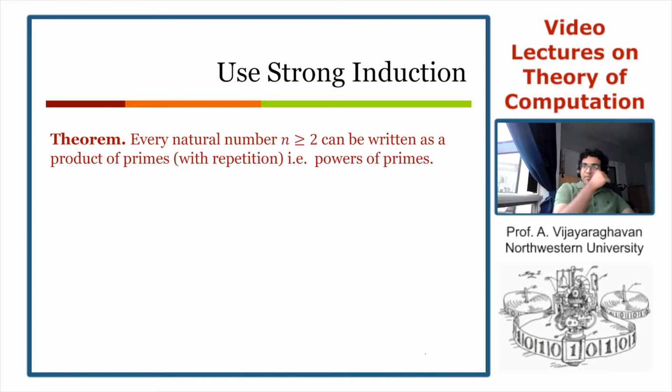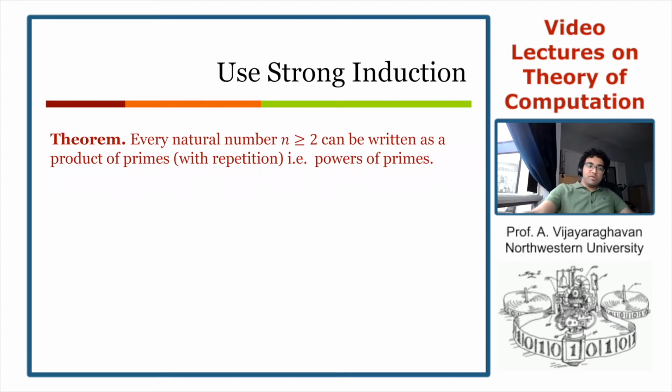Okay, so let's see an example. We want to show that every natural number that is at least 2 can be written as a product of primes, where some of these primes could be repeated. So we really want to prove that it's a product of prime powers. We'll show this by using strong induction. And in the process of the proof, I'll also try to explain why, at least, the basic strategy of using simple induction may not have been enough.